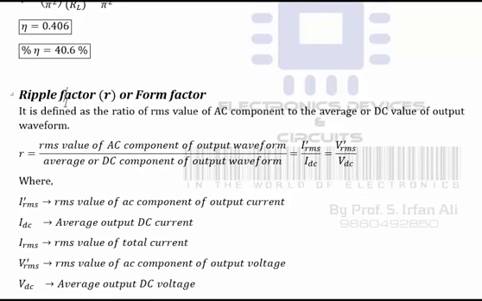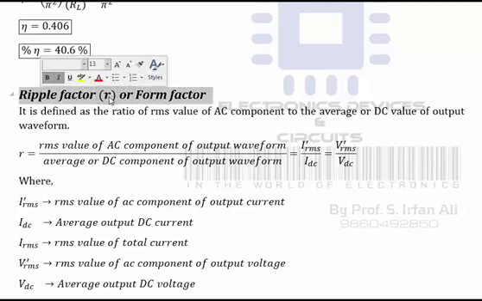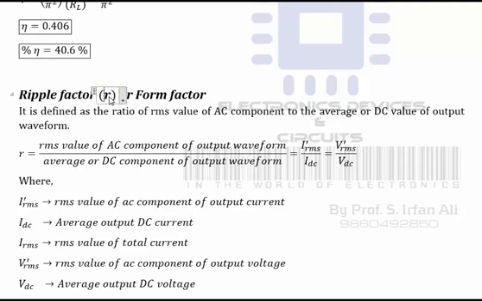Now coming to ripple factor. Ripple factor is actually a factor that defines the variation or ripple in the output of the rectifier. This is also known as form factor. You can be asked to explain or derive the form factor or ripple factor. It is denoted by small r. It is not a standard notation, you may find different notations in different books. I am taking small r for ripple factor.